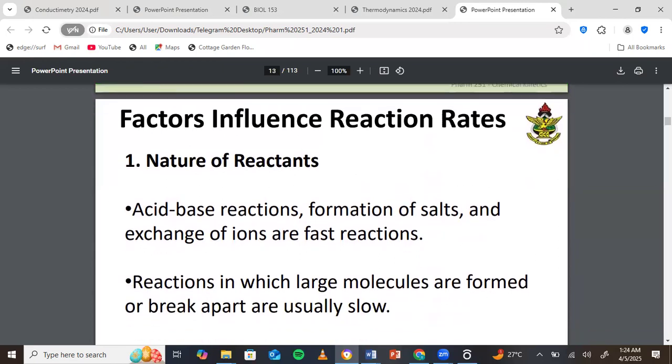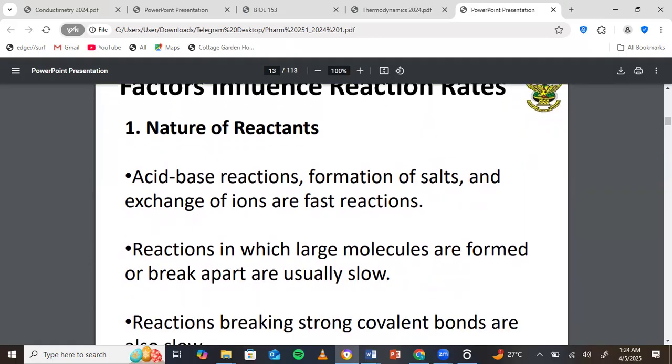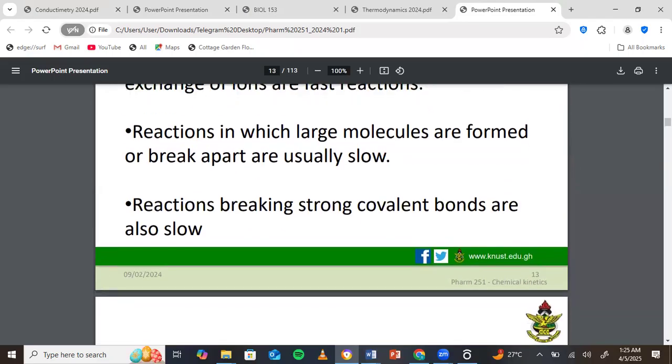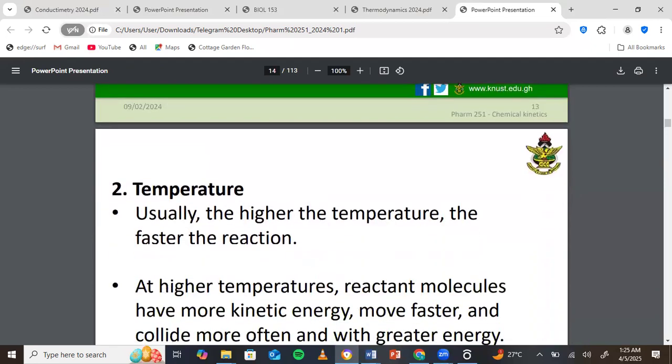Now, factors that influence reaction rates. The first is the nature of reactants. Acid-base reactions are usually fast reactions. Reactions that lead to the formation of salts, or just exchange of ions, are all fast reactions. Reactions that involve large molecules, or that require these large molecules to be broken apart, are slow reactions. Reactions that require breaking of strong covalent bonds are also very slow reactions.